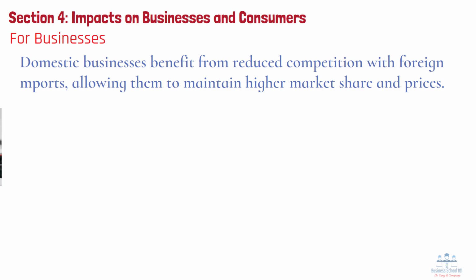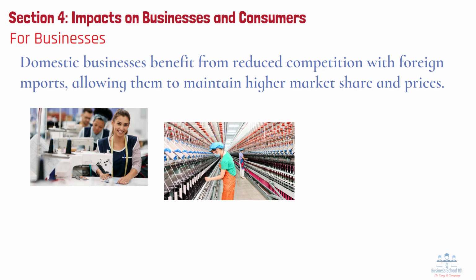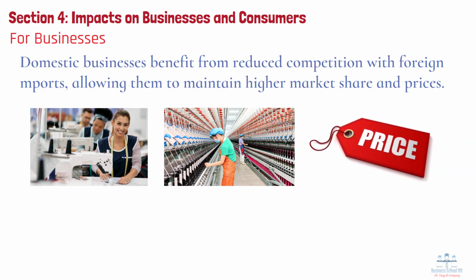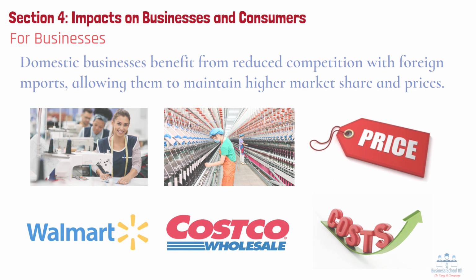For example, U.S. clothing manufacturers benefit from quotas on Chinese textiles, as these limits reduce the influx of cheaper imports, allowing domestic producers to remain competitive on price. However, businesses that rely on these imports, such as retailers like Walmart and Costco, may face higher costs and restricted supply, leading to potential price increases for consumers.